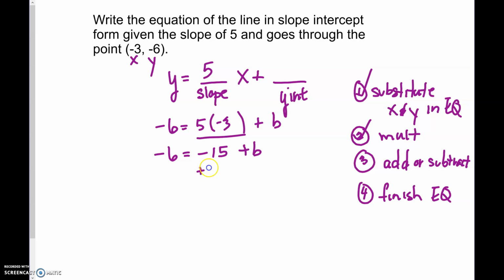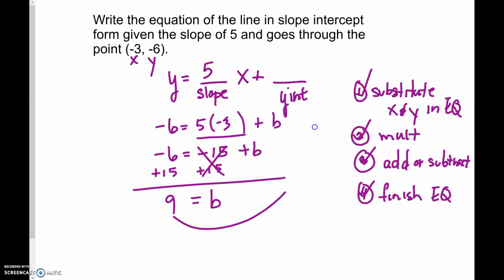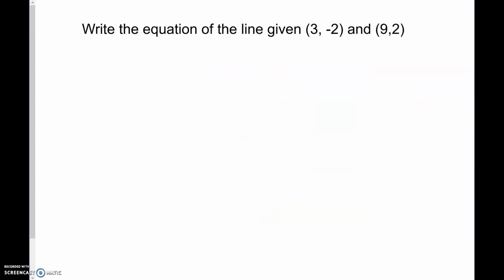And we're going to add 15 to both sides because we're trying to get the letter B all by itself. And this way, this cancels out and we're left with just B. So -6 plus 15 is going to be 9. So now we did our adding or subtracting, and now we have to finish our equation by writing 9 up in that last blank. So the y-intercept here is 9.